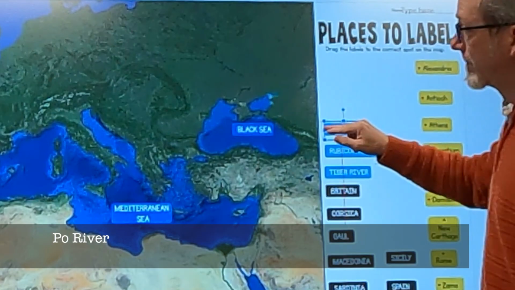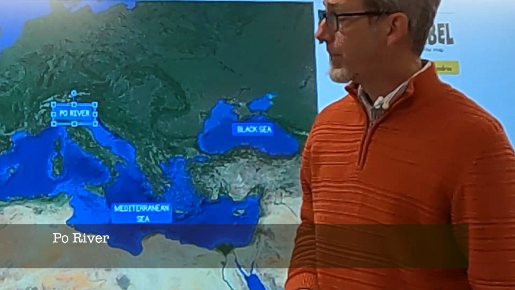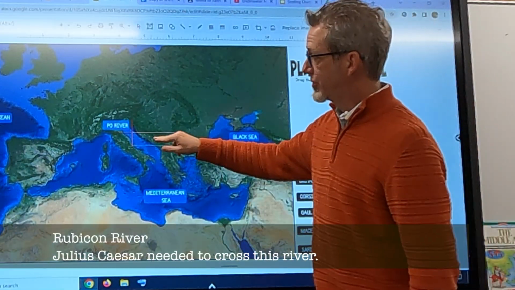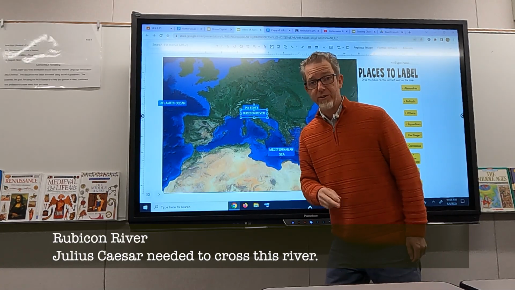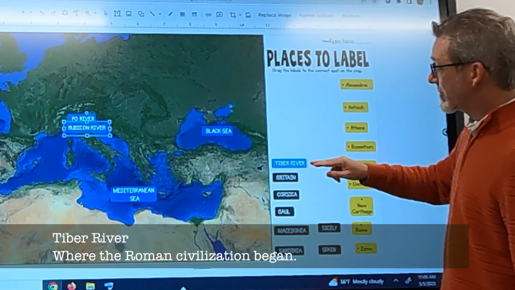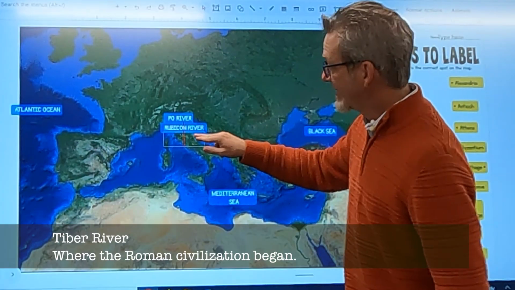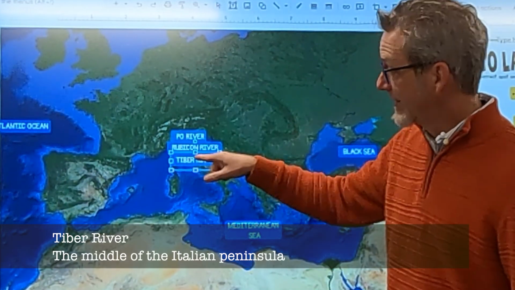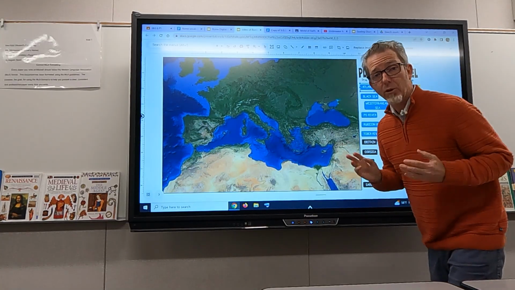The Po River. Po River is the river up in the north part of the Italian peninsula. Po River is right there. Rubicon River is just below that. Important river where Caesar needed to cross. The Tiber River. Tiber River is where Roman civilization began, where right in the middle of the Italian peninsula you have the Tiber River. Next, let's look at some land regions.